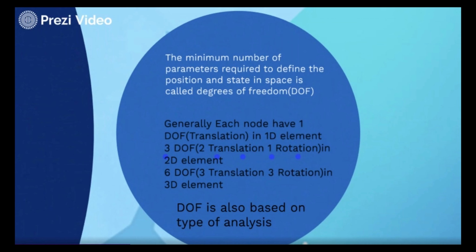The freedom of movement in any direction for a particle is a vague definition for degrees of freedom. DOF tells the solver the number of equations to be solved to get the results. DOF also depends upon the type of analysis implemented. For a 3D element in static structural, we have 6 degrees of freedom. Since DOF depends upon many other parameters, it will be discussed in further videos.